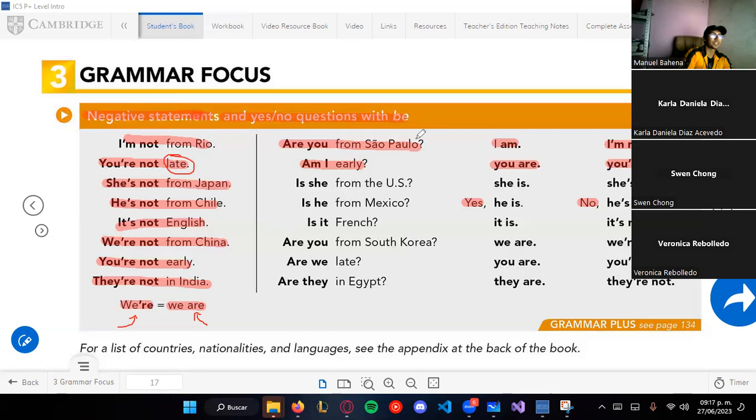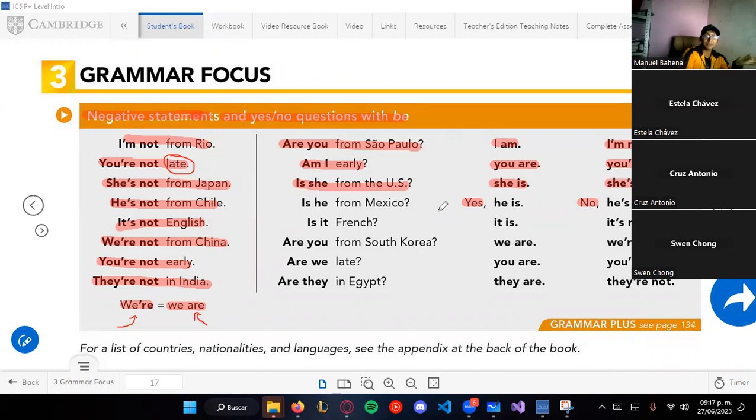Exactly. Después sería, is she from the U.S.? Yes, she is. No, she's not. Excellent.